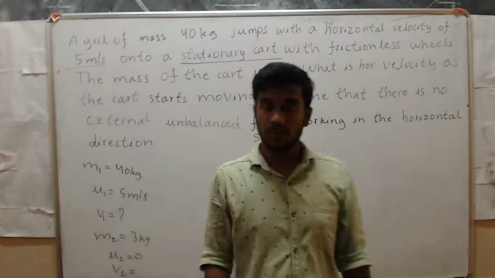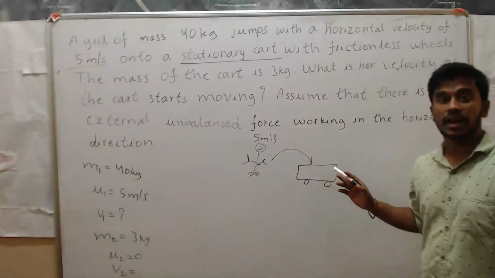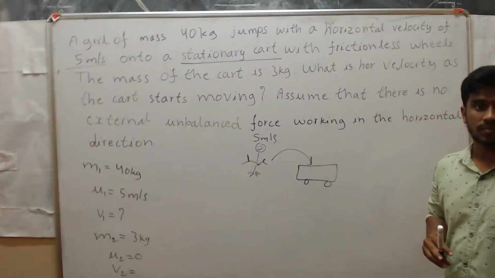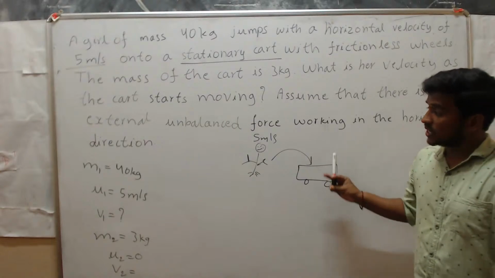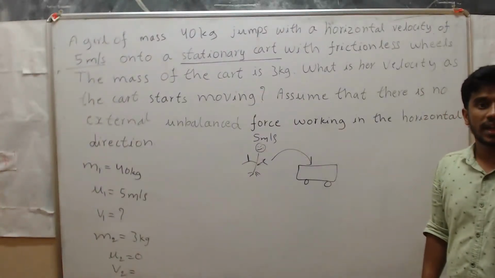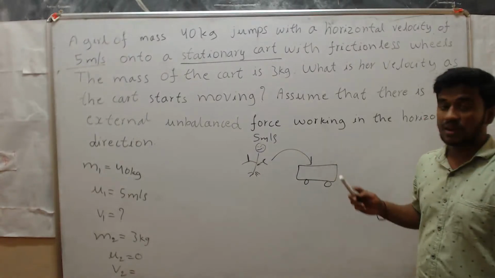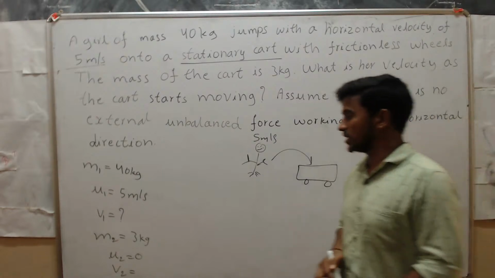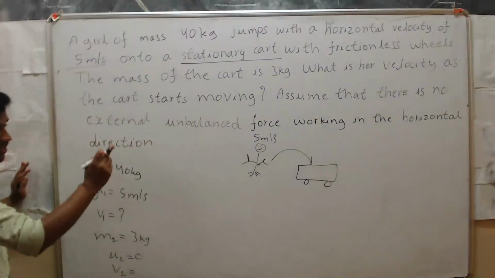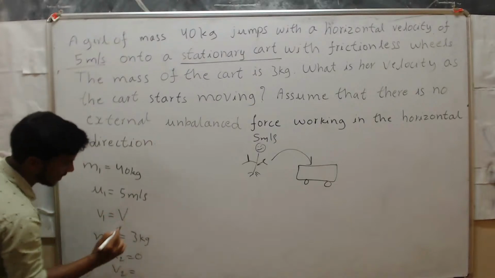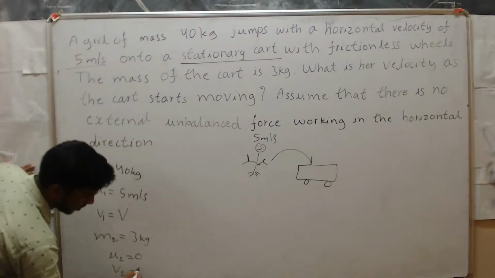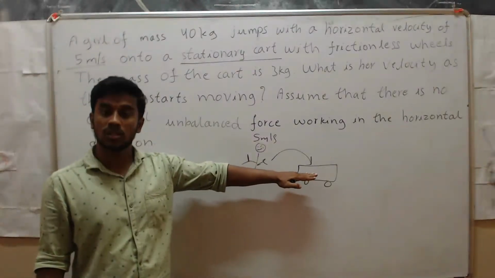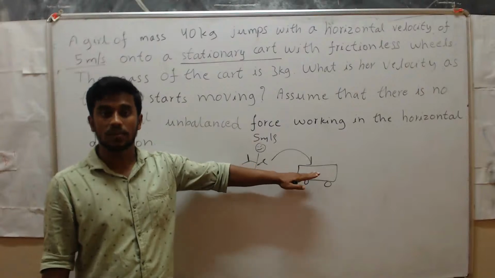Why? Because she jumped into the cart. At that time, both the cart and the girl are moving together, so the velocity of the girl is equal to the velocity of the cart. That's why the final velocities of both are equal. So I will take the final velocity of the girl as v and the final velocity of the cart, v2, also as v.